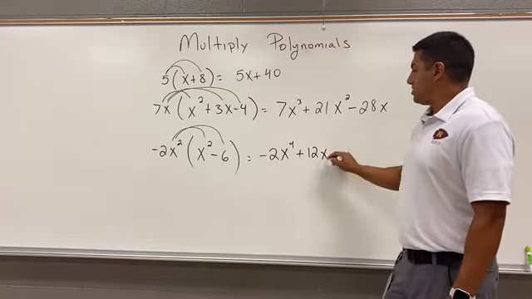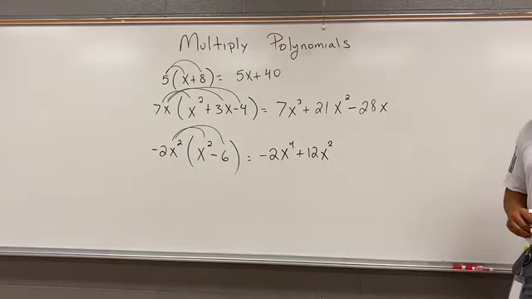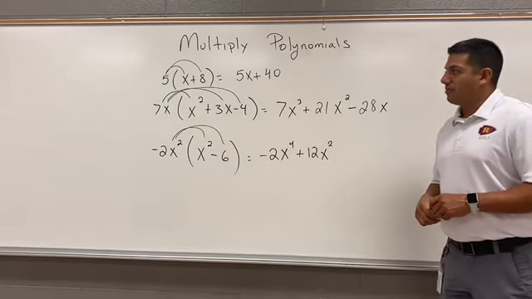And then the x squared doesn't have any more x's to multiply with in that term. So we end up just bringing the x squared along. So that is the beginning part of multiplication and the distributive property.